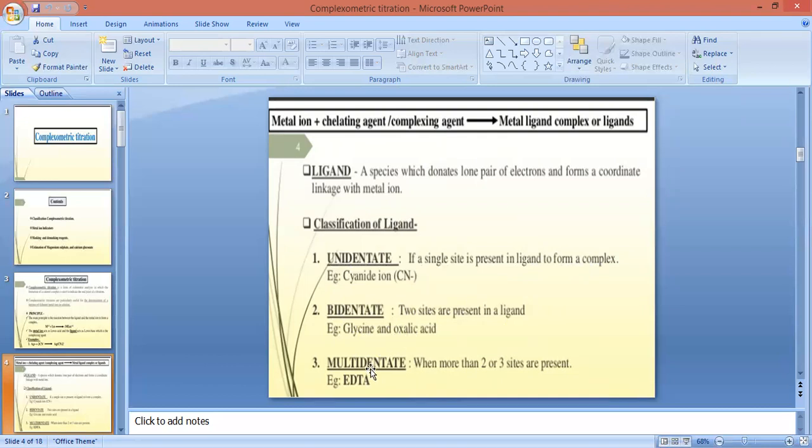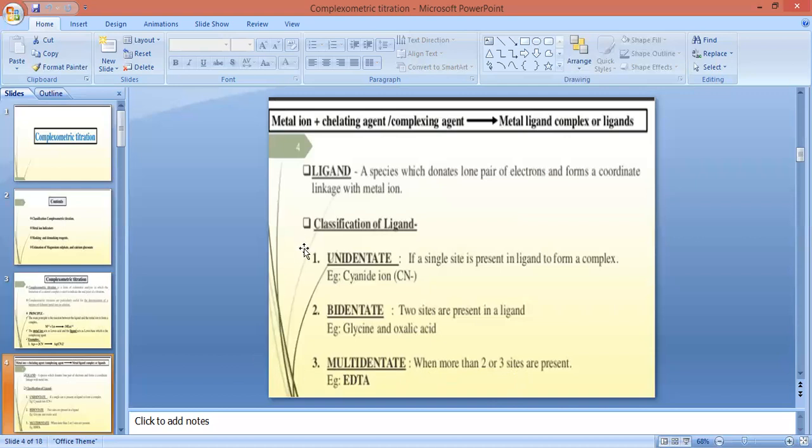The third type of ligand or complexing agent is the multidentate. The name itself indicates that multi means more than two or three sites are present for binding of the ligand with the metal entity. The most commonly used ligand or complexing agent in complexometric titration is the multidentate. An example of a multidentate complexing agent is disodium EDTA, that is EDTA. It contains more than two binding sites, therefore the formation of the complex will be more stable.